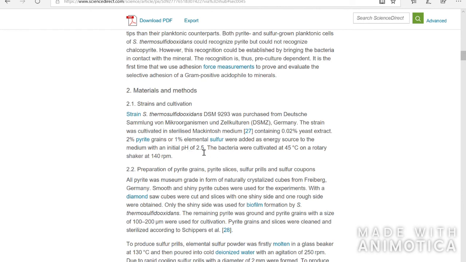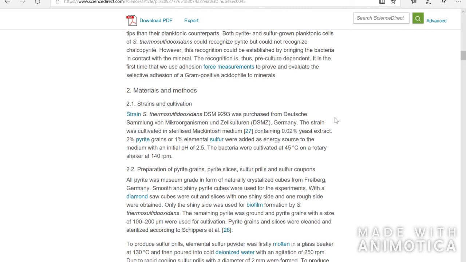They say that the medium had an initial pH of 2.5, but they probably raised the pH to an optimal range to see at what range the bacteria could actually grow, because usually anything that acidic is not healthy for any organisms or proteins for that matter. So we can understand that they probably raised this. And the bacteria were cultivated at 45 degrees C on a rotary shaker at 140 RPM.